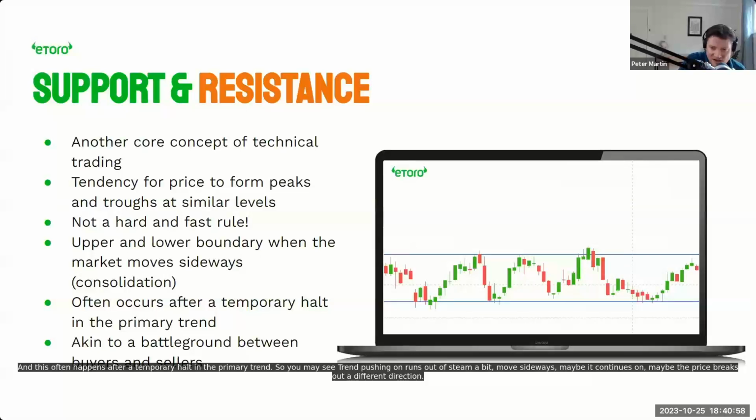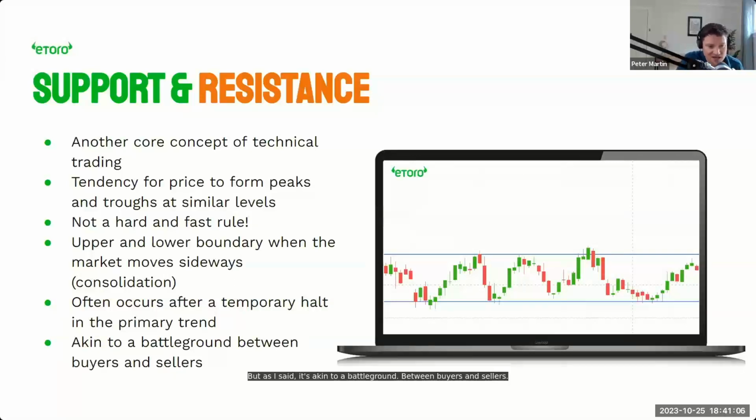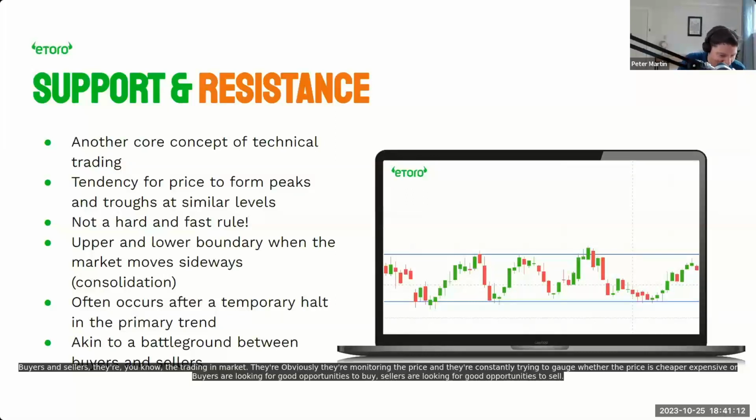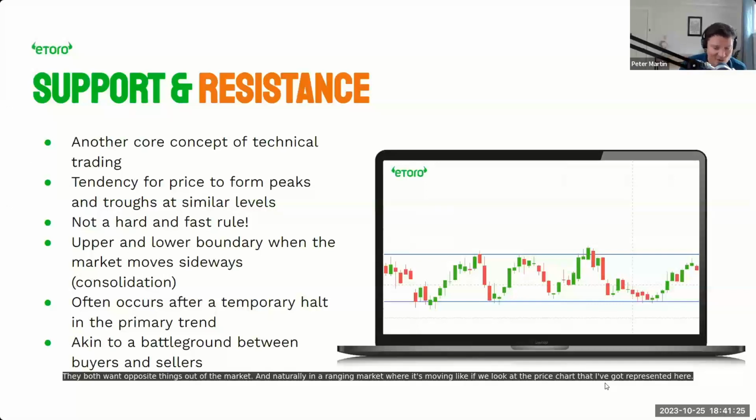So you may see a trend pushing on, running out of steam a bit, moving sideways. Maybe it continues on, maybe the price breaks out in a different direction. But as I said, it's akin to a battleground between buyers and sellers. They're trading a market, monitoring the price, and constantly trying to gauge whether the price is cheap or expensive. Buyers are looking for good opportunities to buy. Sellers are looking for good opportunities to sell.